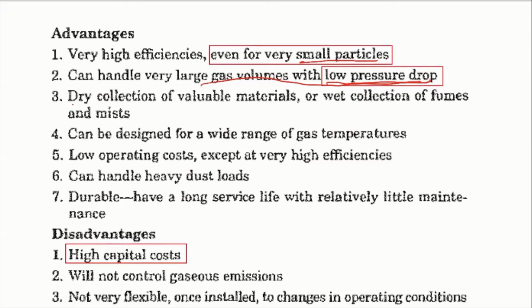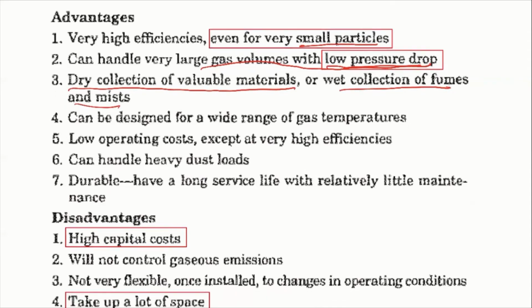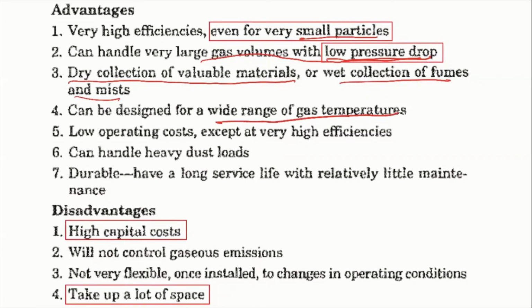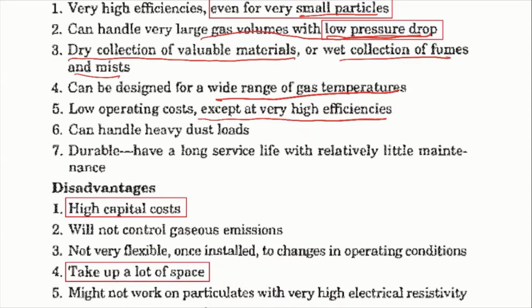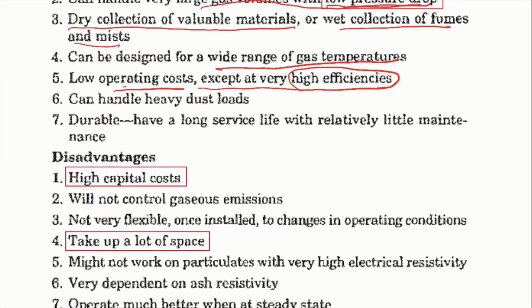And so it can conduct the dry collection of valuable materials or wet collection of fume and mists. It doesn't matter whether it's dry or wet. It can be designed for a wide range of gas temperatures. Really, the gas temperature doesn't affect anything here, right? Low operating cost, except at very high efficiencies. Typically, the higher efficiency we want, people will use higher current discharge voltages. So just to think about, basically, we want to charge more particles, right? If we want to charge more particles, we need to create a higher concentration of the ions from the current discharge. So what that means is that we have to put a higher voltage to the electrodes. So that will cause higher costs. It can handle heavy dust loads and is also durable, has a long service life, right? We don't have to replace it for a very long time.